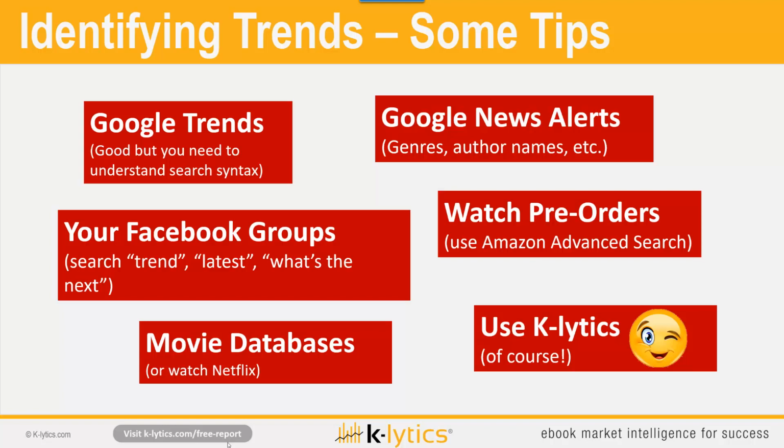Movie databases, especially those that show the lineup of movies and TV series that are yet to be released, can be pointing at future trends. Watching pre-orders. I'm going to show how to do that in just a second. And of course, you can use us, K-lytics. We can do some of the work for you.